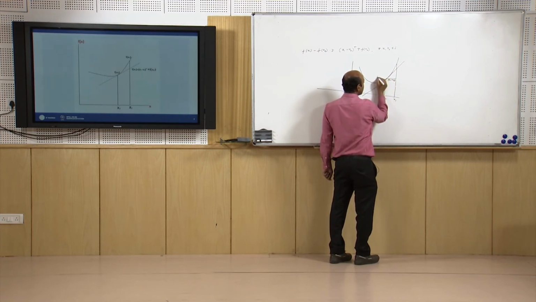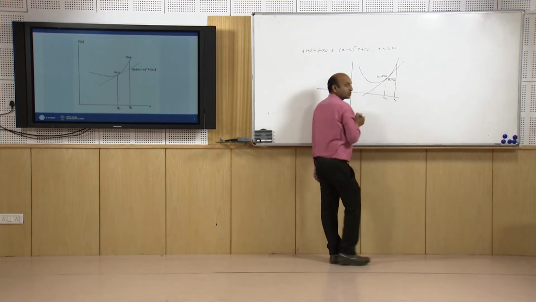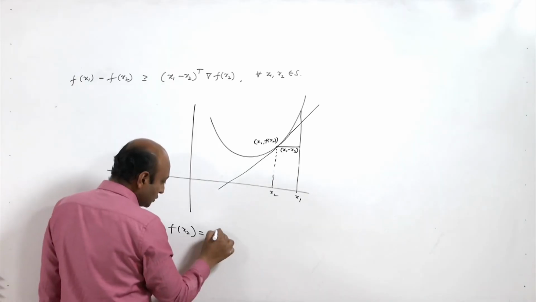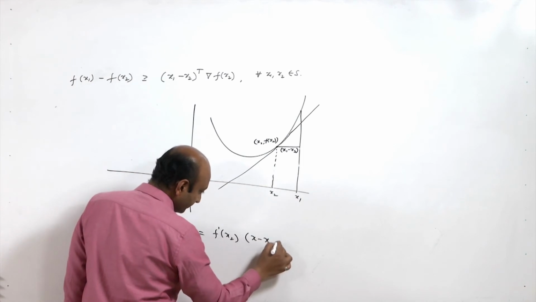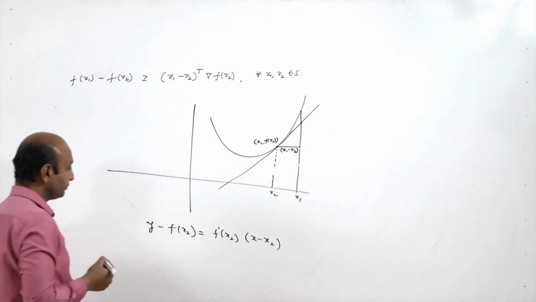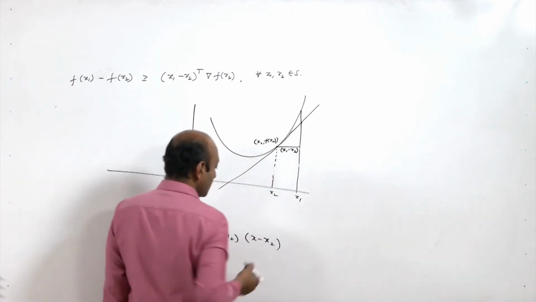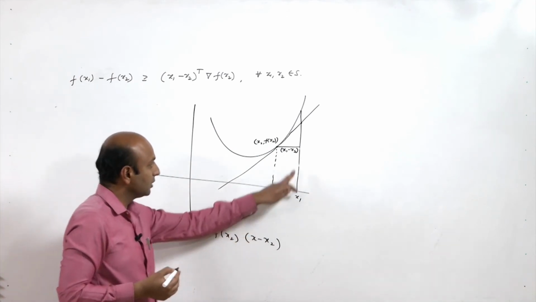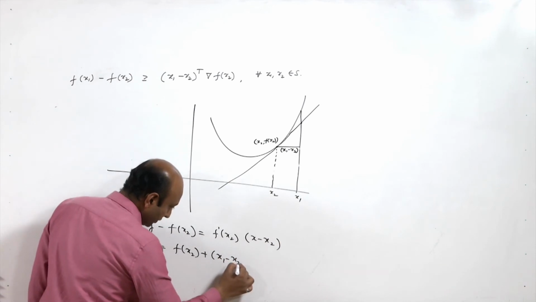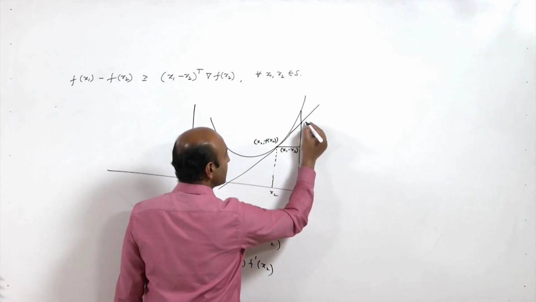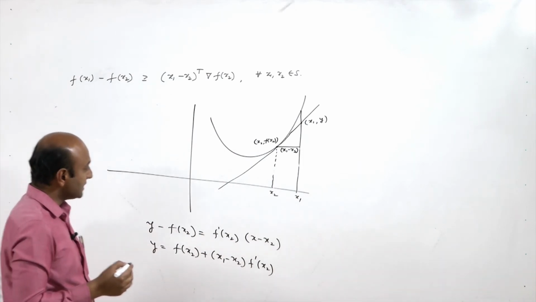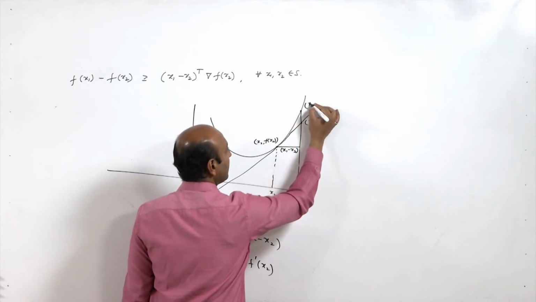So, what will be the equation of this line? At the point (x2, f(x2)), the equation of the line will be y minus f(x2) equals m, the slope of the line, which is f dash x2, times (x minus x2). Now, we want to find out this point. To find it, substitute x as x1. So, y will be f(x2) plus (x1 minus x2) f dash x2. This is the point (x1, y), and you can see that the curve's point here is (x1, f(x1)).